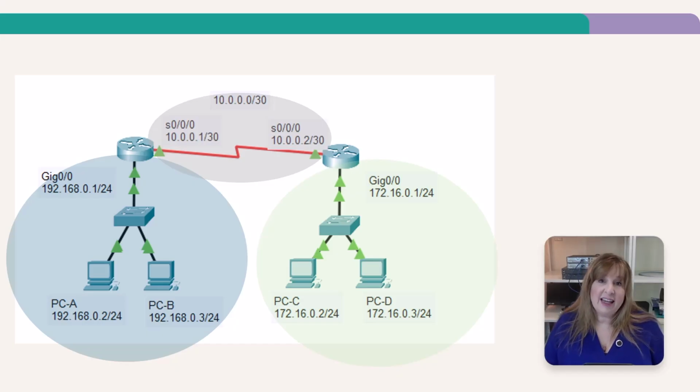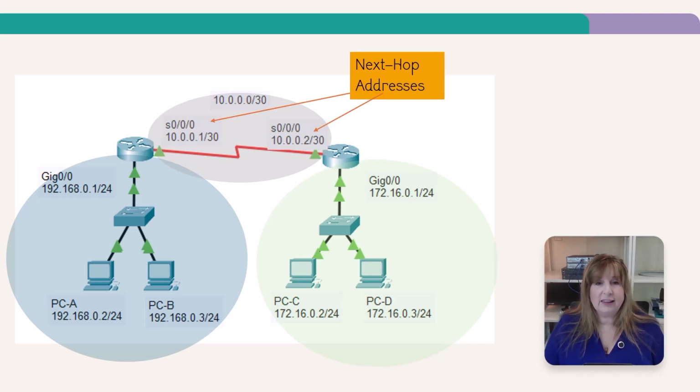That network is 10.0.0.0/30 with IP addresses of 10.0.0.1 on router 1 and 10.0.0.2 on router 2's serial 0/0/0 interface. These 2 IP addresses are the next hop addresses, and we will use these when we configure our static route. So when you hear next hop, this is what we're talking about: the IP address of the router that's on the other side of the link. All right, enough talk, let's lab.